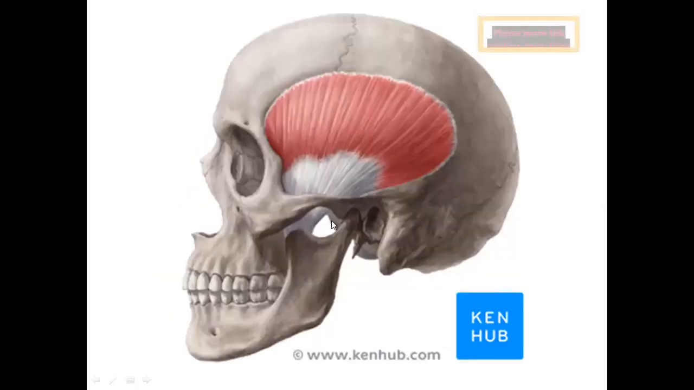So in this temporal fossa, you have a very powerful muscle of mastication which helps in chewing food. That is temporalis. The temporalis muscle we see in the temporal fossa. It passes deep to the zygomatic arch and gets inserted in the coronoid process of the mandible.